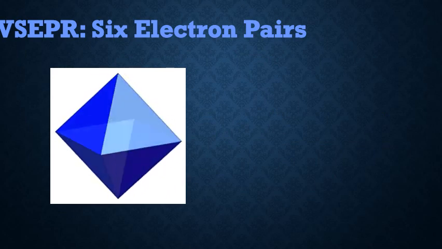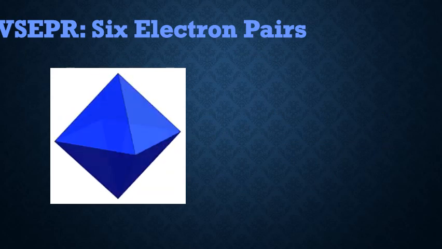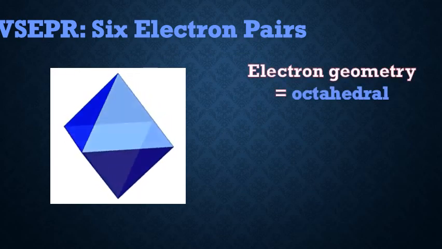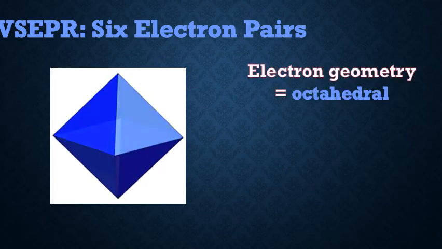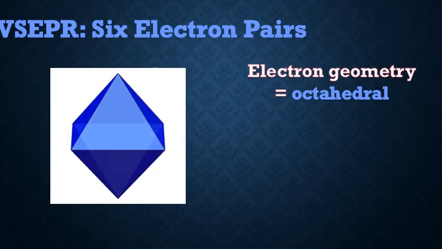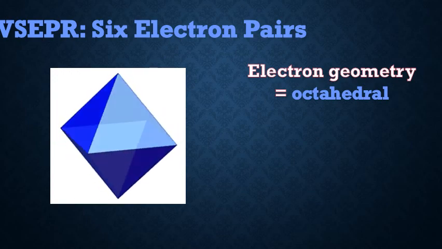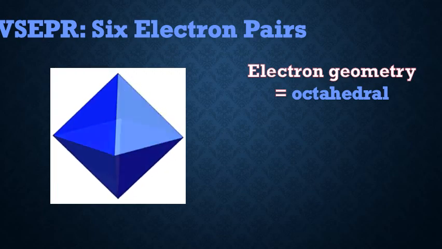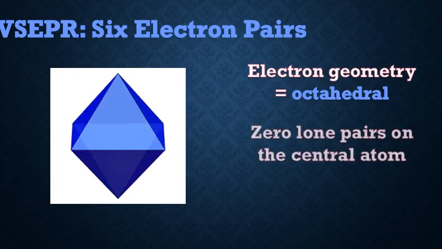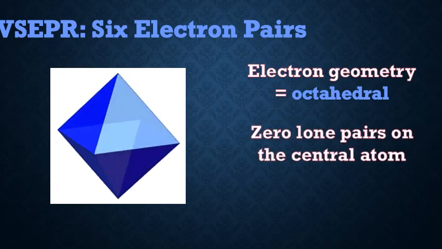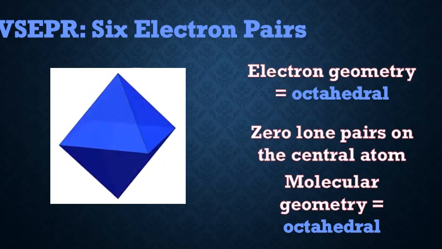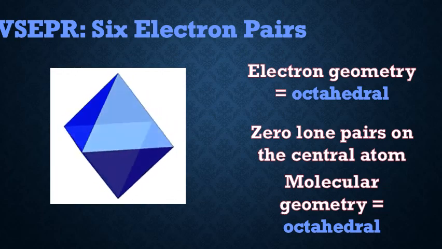The most interesting one to look at is the one with 6 electron pairs. When there's 6 electron pairs, the shape is called octahedral, which is sort of mind-blowing because 6 is not octa, right? Remember, the name comes from the shape, and as you can see, this is an octahedron. There are 8 faces on this shape. If there are no lone pairs on the central atom, then the molecular geometry agrees with the electron geometry, and it's called octahedral.